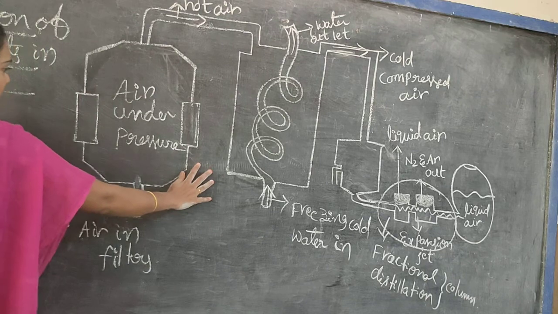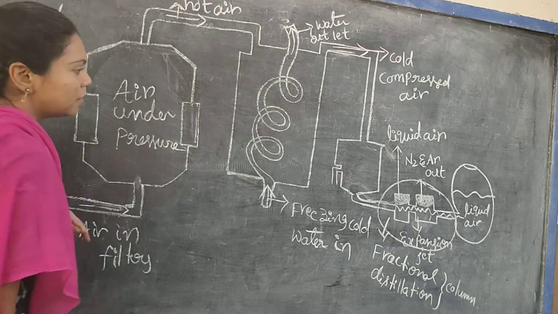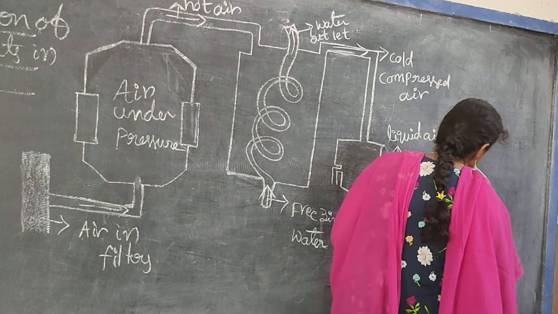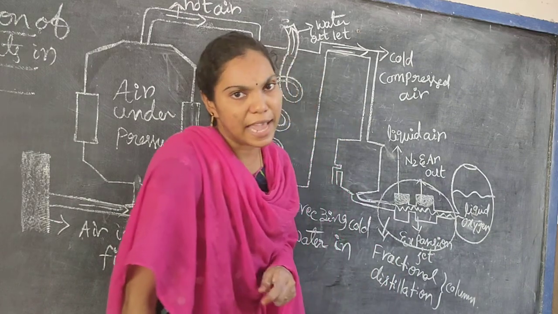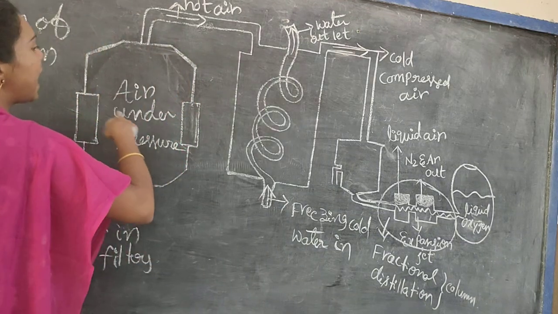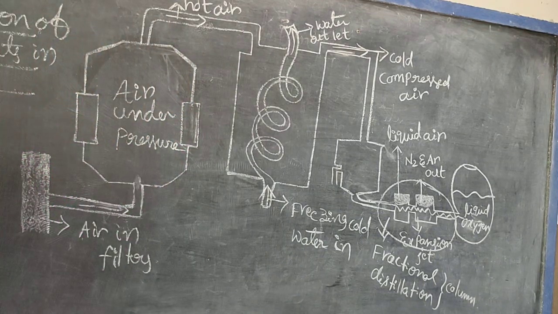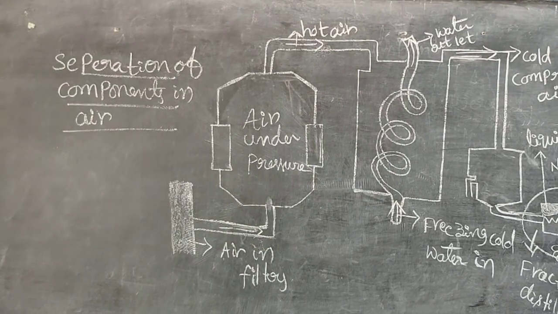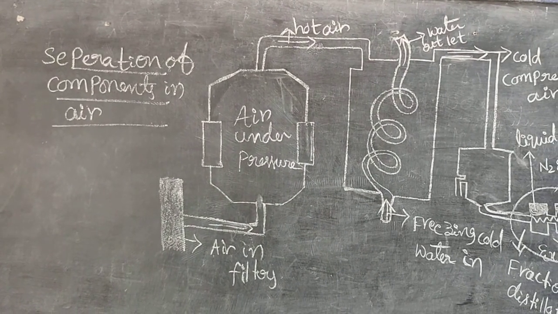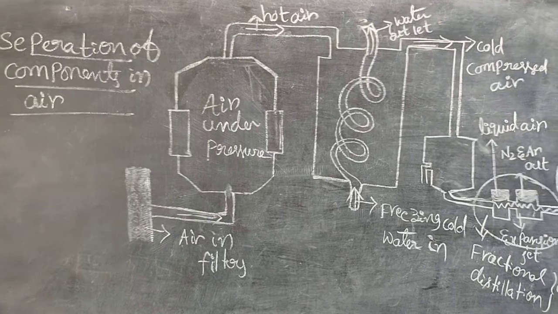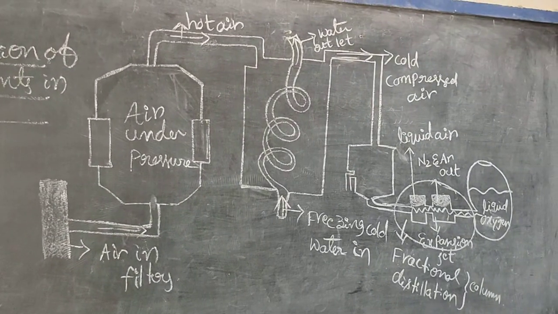This is a diagrammatic representation for separation of liquid oxygen from the mixture of air. From the mixture of air, we can separate oxygen by using this diagram. Observe the diagram carefully. What is the method name? Separation of components in air. We can separate the components present in the air. So we can say air is a mixture of all gases, and from those gases we separate the liquid oxygen.